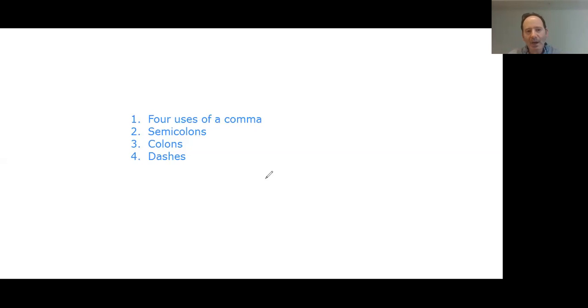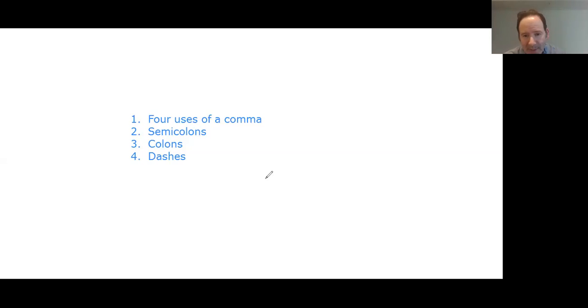First topic is 4 uses of a comma. It's the only topic that has multiple parts to it, but it's the most important topic. The first use of a comma, which for some reason students don't seem to know, is that a comma separates an independent clause from a dependent clause. That's the main use of a comma. An independent clause is a complete thought, a full sentence. A dependent clause is not a full sentence, an incomplete thought. Basically, a comma separates out extra information. The dependent clause is extra information.